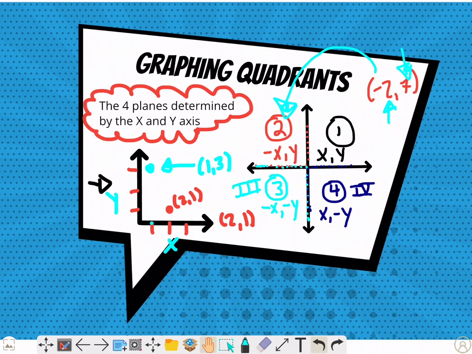So knowing the quadrants, you need to know that there are 4 quadrants. You need to know a positive x, positive y, it means quadrant 1, negative x, positive y, quadrant 2, negative x, negative y, quadrant 3, and positive x, negative y is quadrant 4.